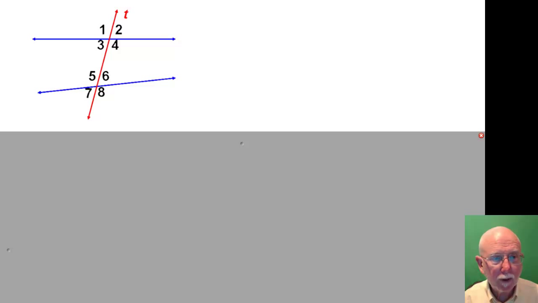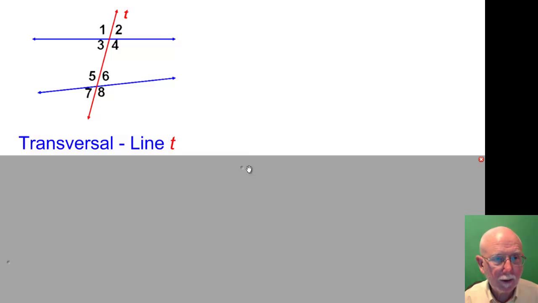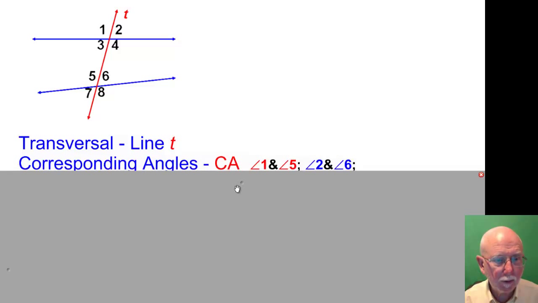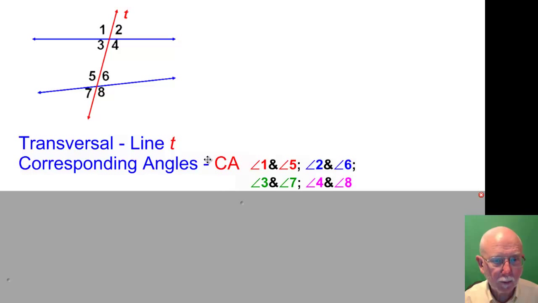So here we've got two lines and a transversal, and I've got 8 numbered angles. The transversal is line T. It crosses both lines at 2 distinct points. My corresponding angles, which I abbreviate with CA, are 1 and 5. They're both in the upper left, same relative location or corresponding location. 2 and 6, upper right. 3 and 7, lower left. And 4 and 8. And you notice just being corresponding angles has nothing to do with whether the lines are parallel or not. It's just the location of the angles in relation to the two lines and the transversal.